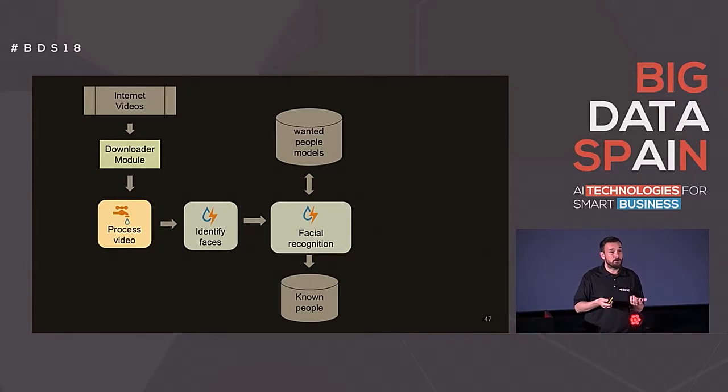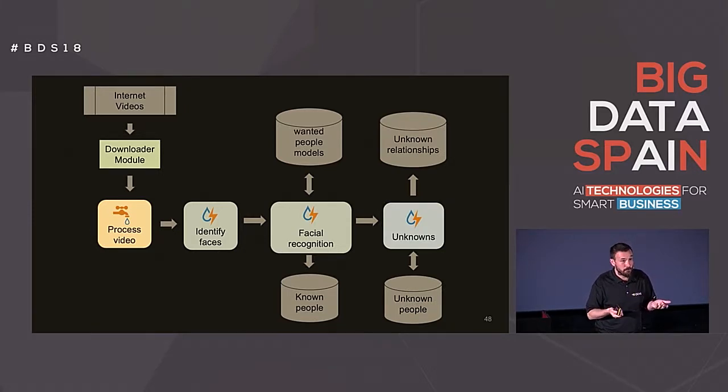Okay. If you don't know who this guy is, you put him in the next step, and the next step is trying to detect the relationship between the unknowns. Okay, we are putting the guys that we don't know in the unknown people, and then we try to process these unknown people to correlate them and join them all together in different folders. Okay, the question is, what kind of algorithms are we using to try to catalog all the people that we don't know?